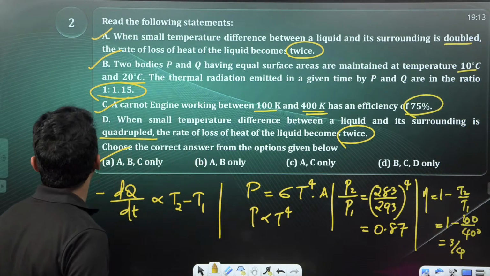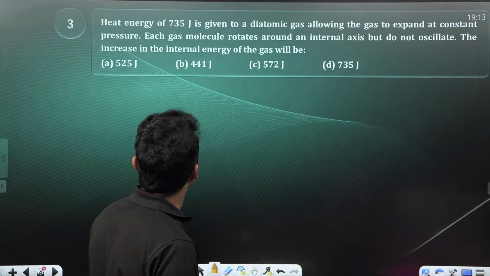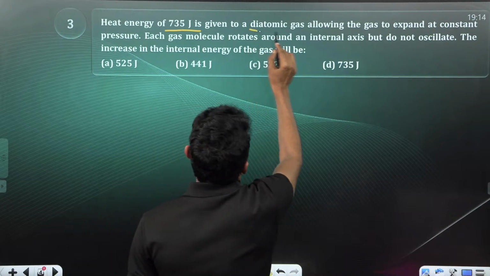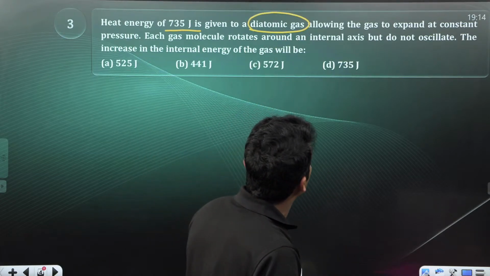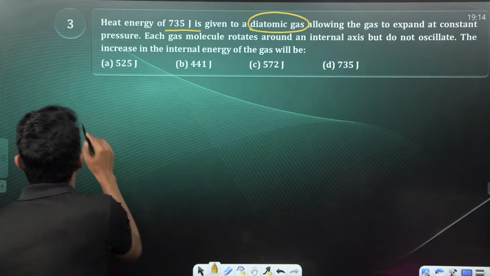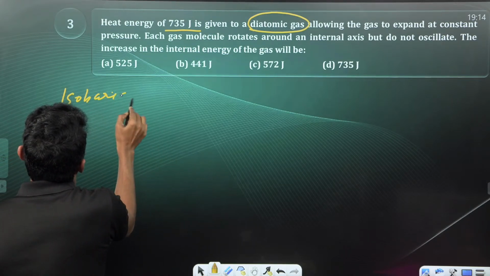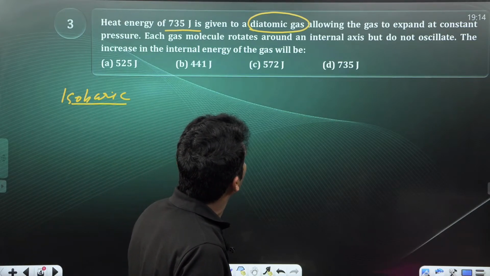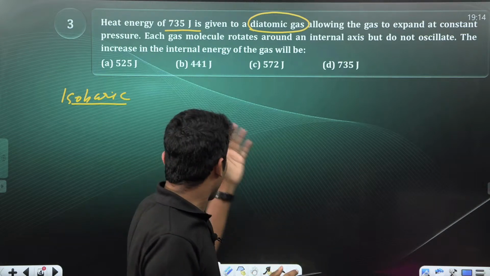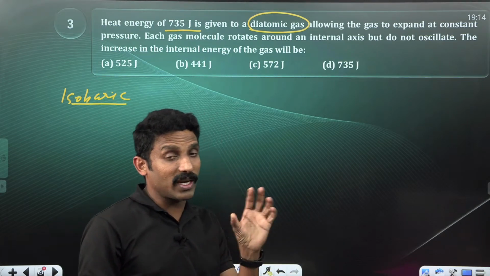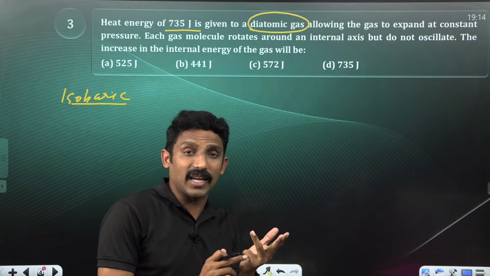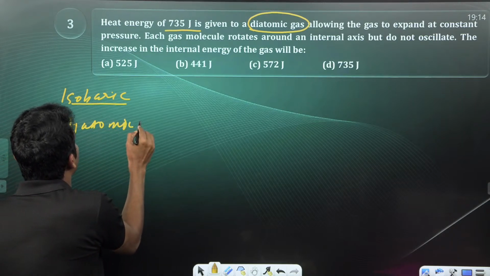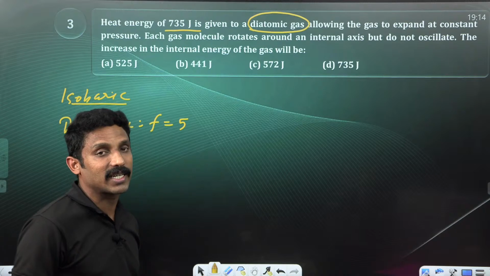Now moving to the next one. Third one: heat energy of 735 joule is given to a diatomic gas. Keep it in mind, this is a diatomic gas, allowing the gas to expand at constant pressure. The process is isobaric, very important. Then each gas molecule rotates around an internal axis but does not oscillate. This means the diatomic molecule has no oscillation, only translation and rotation. So the degree of freedom is 5 only, as usual.